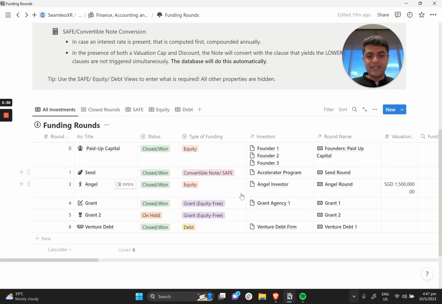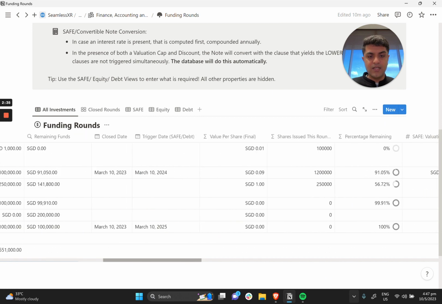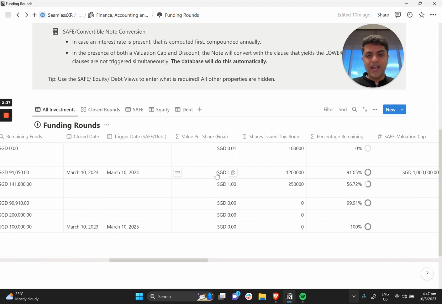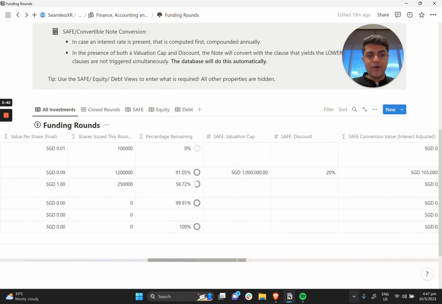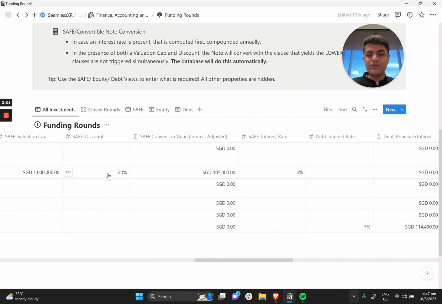Essentially, what it's doing is, so if you look at this seed round convertible note or safe instrument and scroll all the way here, what it's doing is it's trying to calculate your value per share. If you scroll all the way to the end, you will see that it's converting your safe valuation, the funding round size, which was 100K in this case, into an interest adjusted amount because of a 5% interest rate and a 1-year duration.